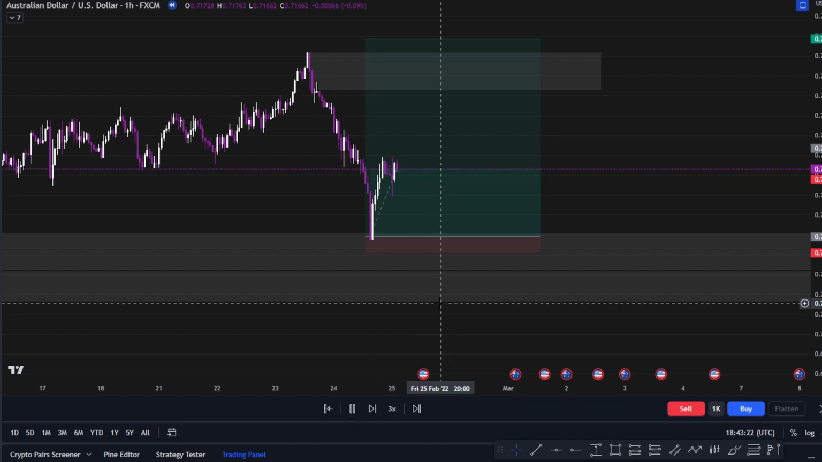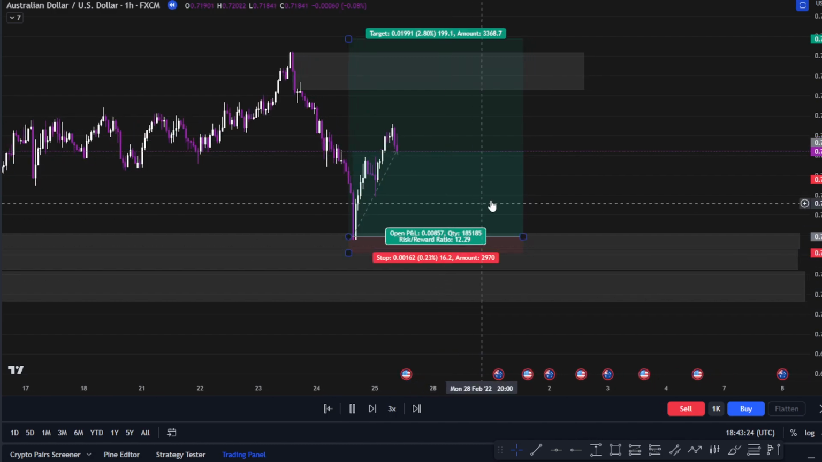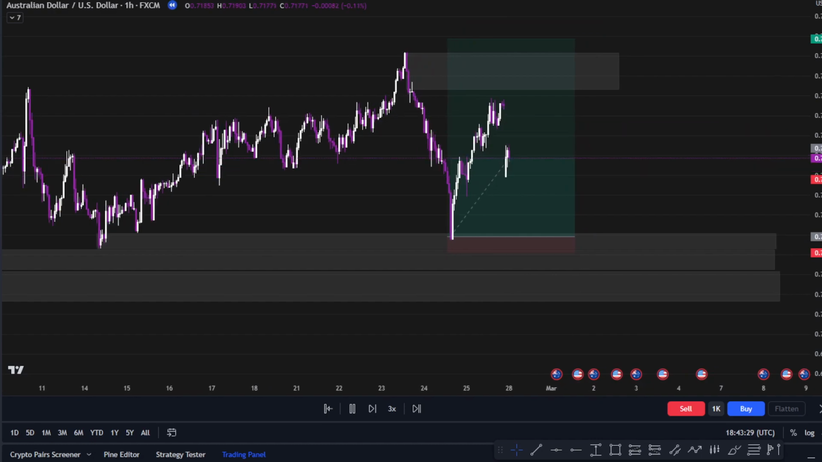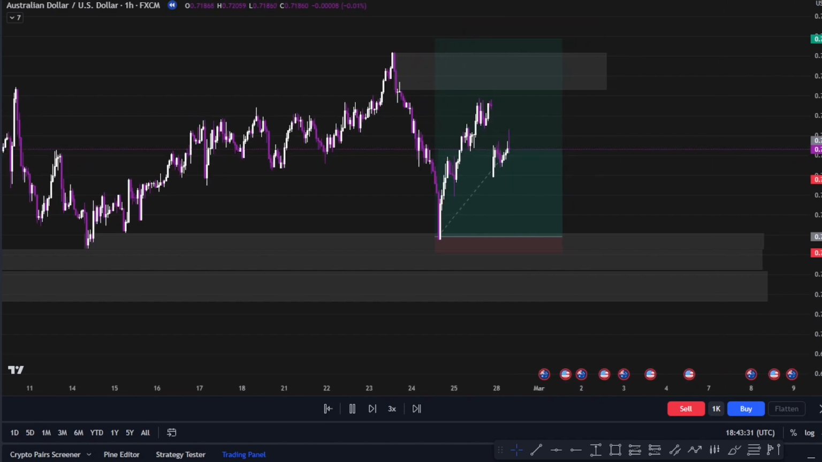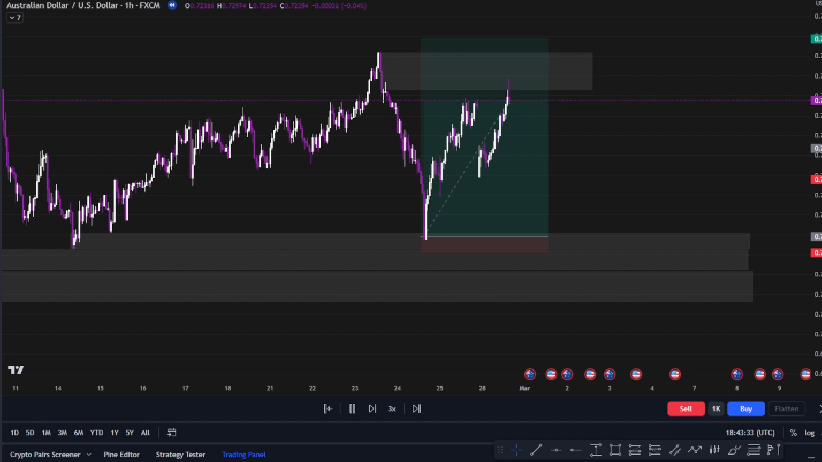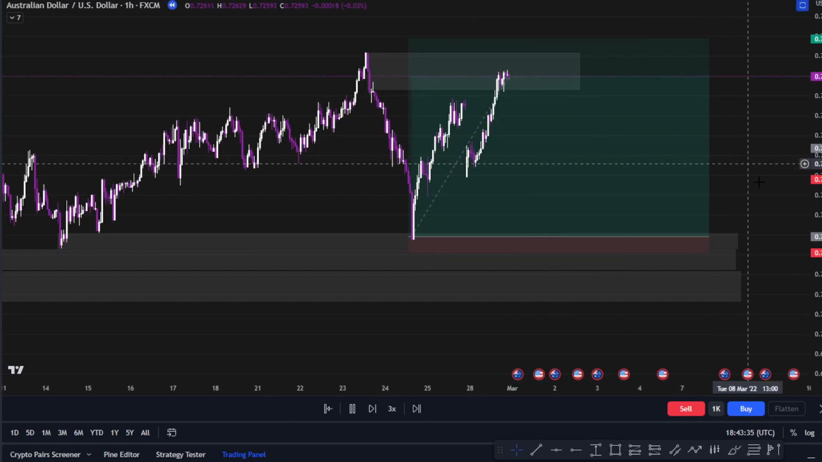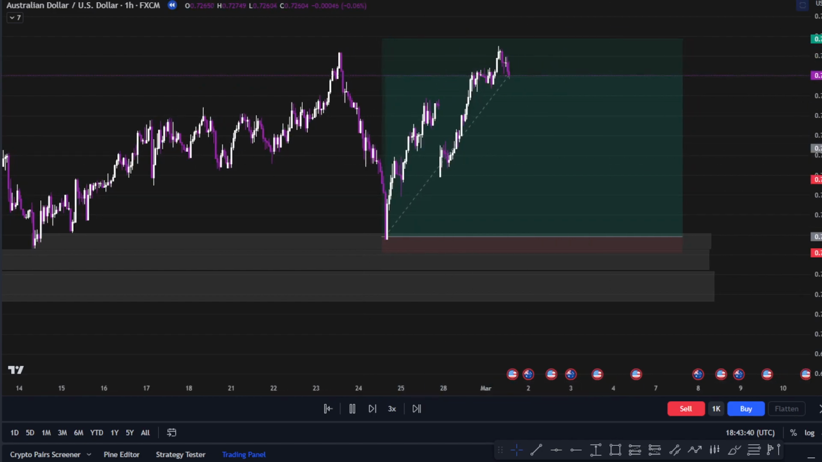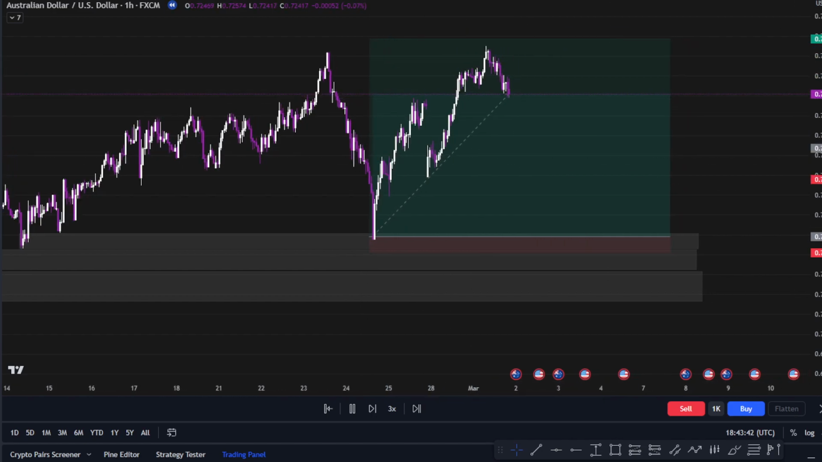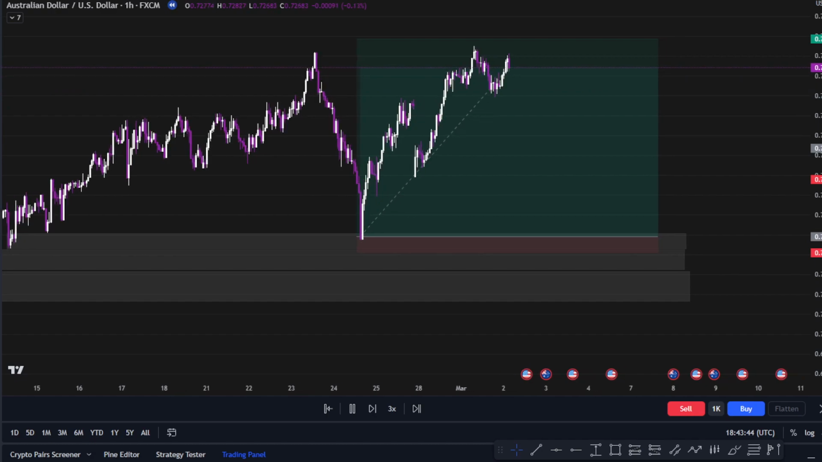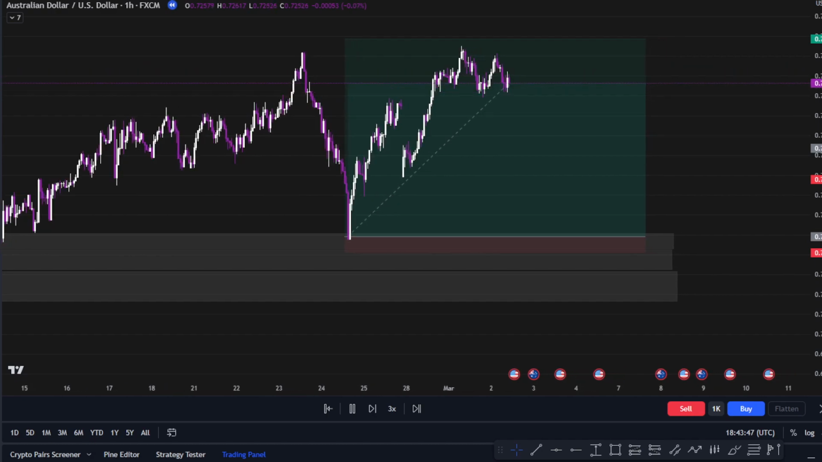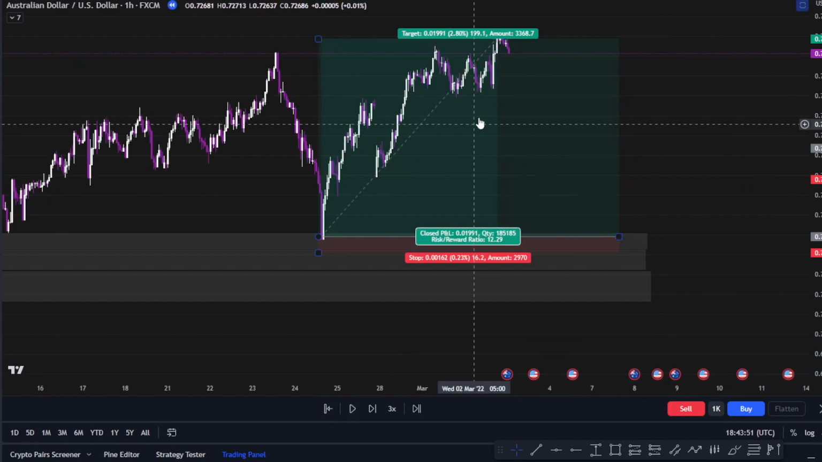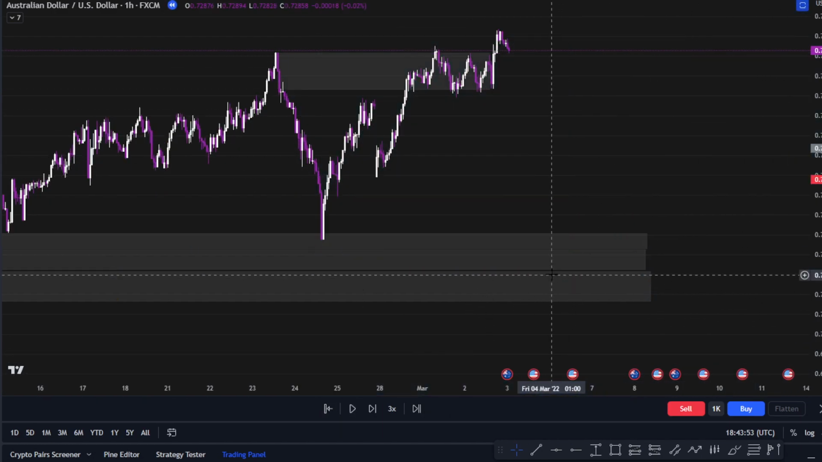So again, let's let price do its thing, play out here, see what it wants to do. We'll just drag this out in case we don't make it there. There you go, right? So TP's hit, and we'll delete this one.